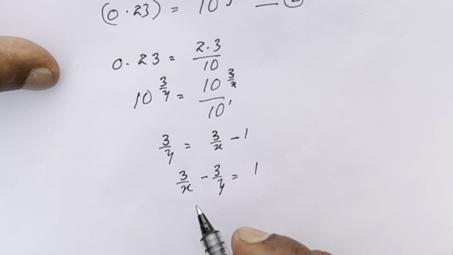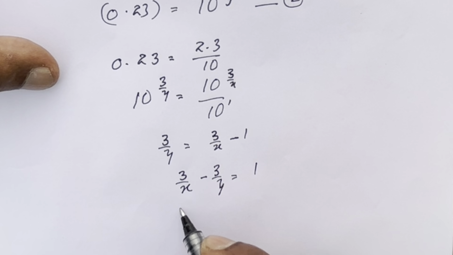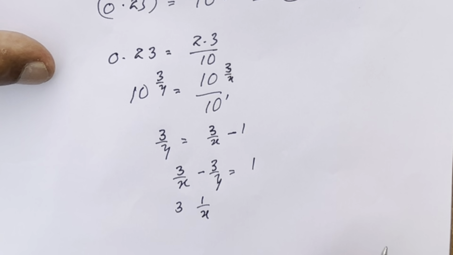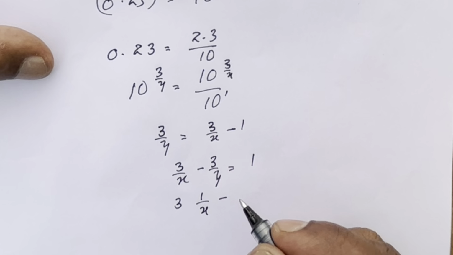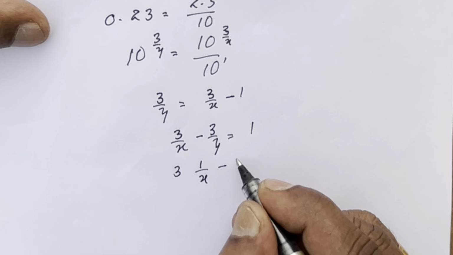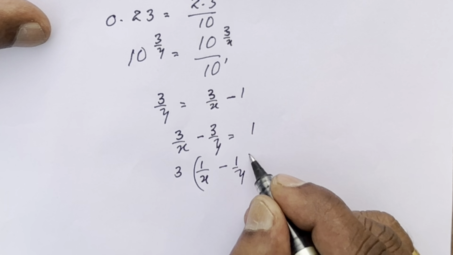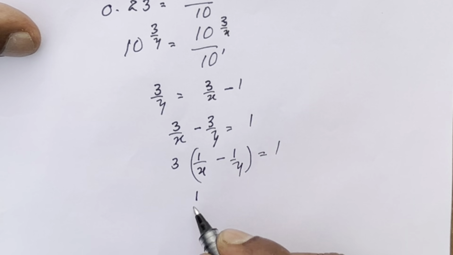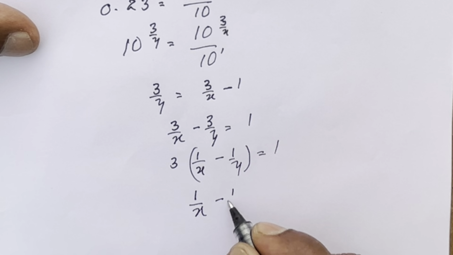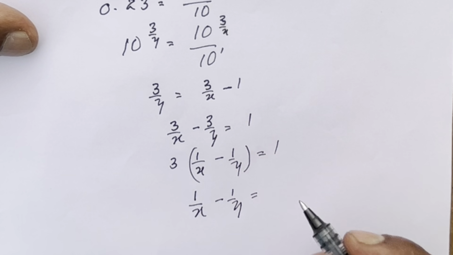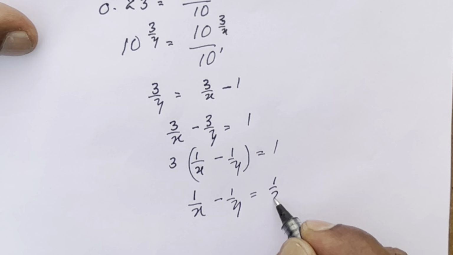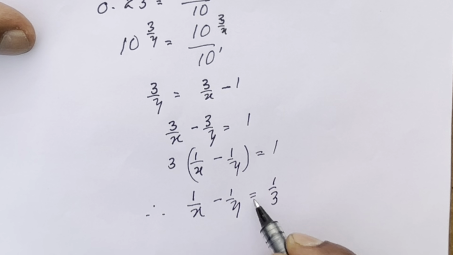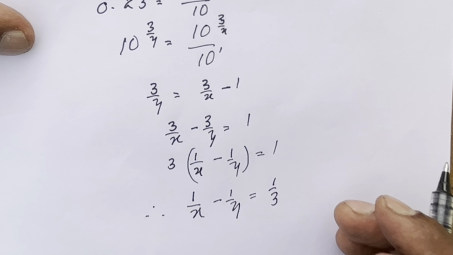So now the 3 is common here, 1 by y minus 1 by x is equal to 1. So now finally the value of 1 by x minus 1 by y, because of multiplication it will become the reciprocal, that is 1 by 3. So therefore the value of 1 by x minus 1 by y is equal to 1 by 3. This is an important interesting sum.